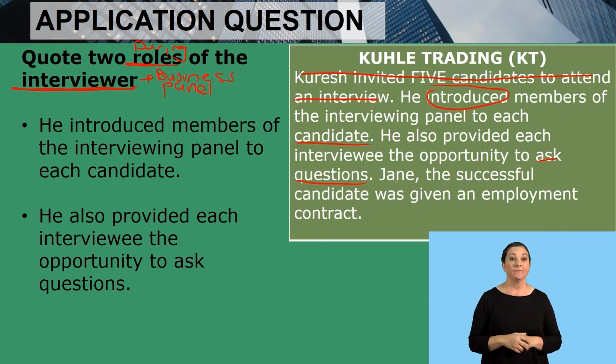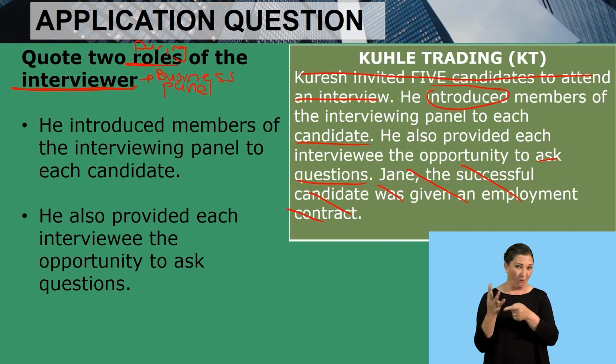Now, you will then look at the last statement. As we read, it says that the successful candidate was given an employment contract. This is a distractor and does not answer the role of the interviewer. So therefore, you are not going to quote that statement, as it is incorrect.